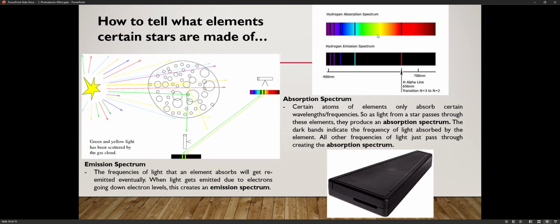Like this. So this is the emission spectrum of hydrogen. If you take a look at the top right, the bottom is a spectroscope. The top one is an absorption spectrum. Cool. You're not actually going to be questioned on this.